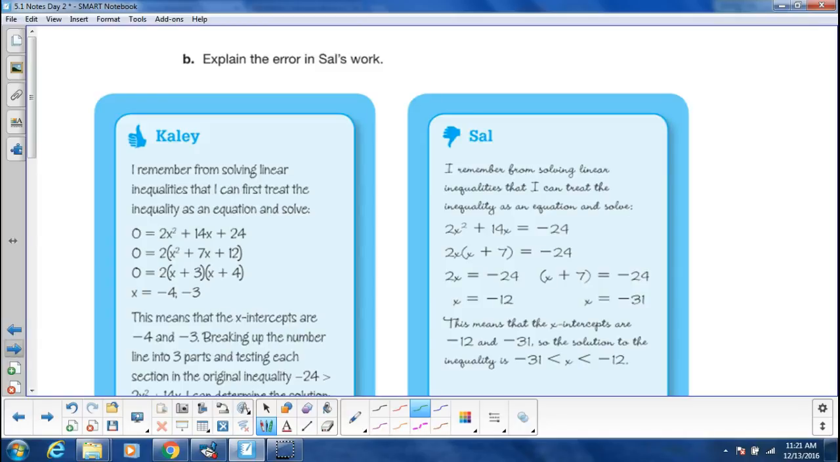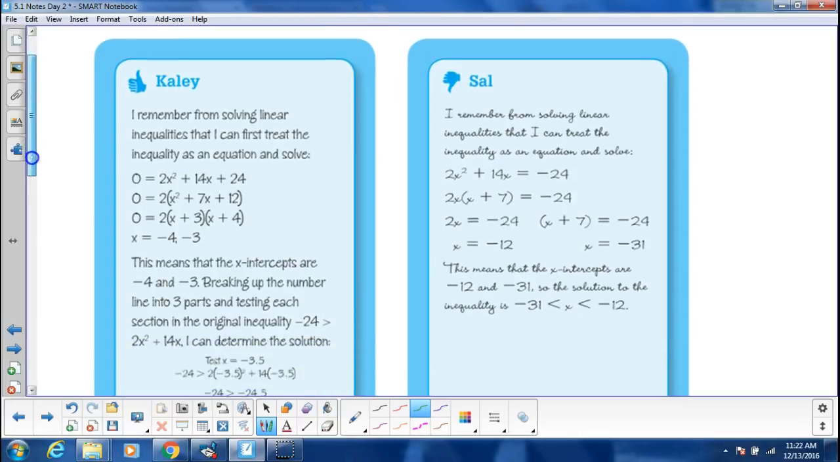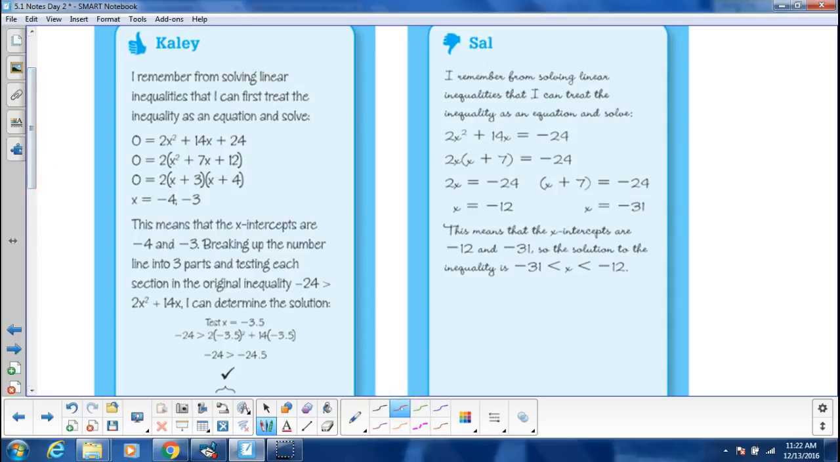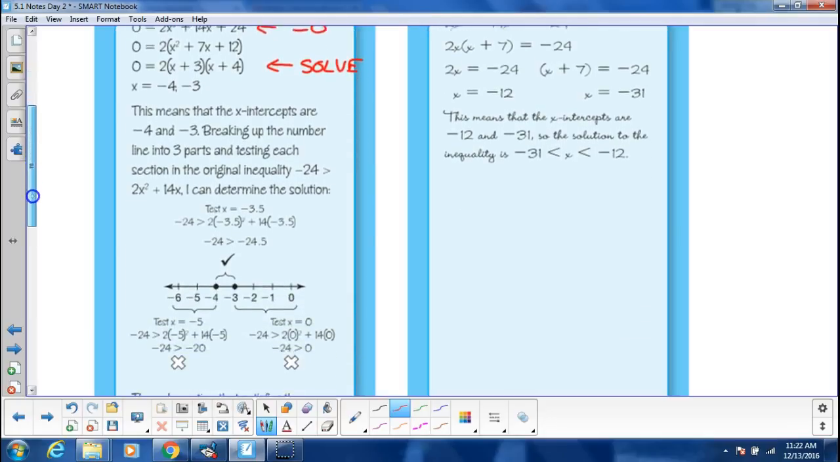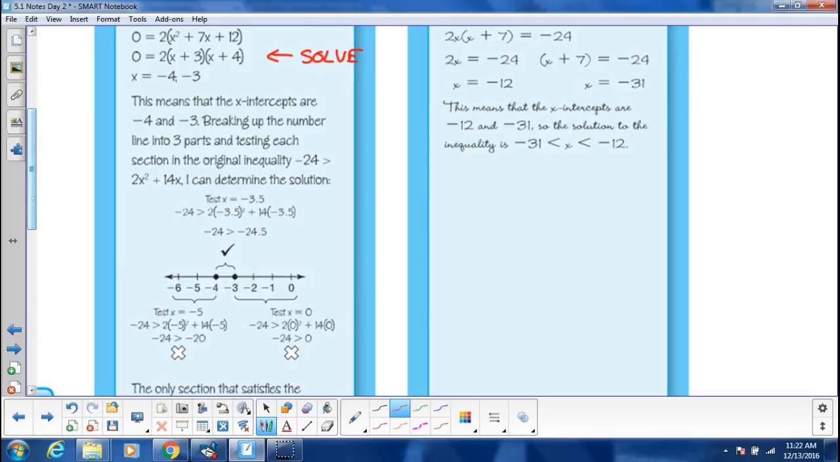So, part B says Sal didn't do it right, but let's look at what Kaylee did. Kaylee remembers from solving linear inequalities way back in chapter 1 that she can treat the inequality as an equation and solve it. So what she did is she set it equal to 0, solved it, found the zeros, then put the zeros on a number line and tested points in each of the 3 zones.